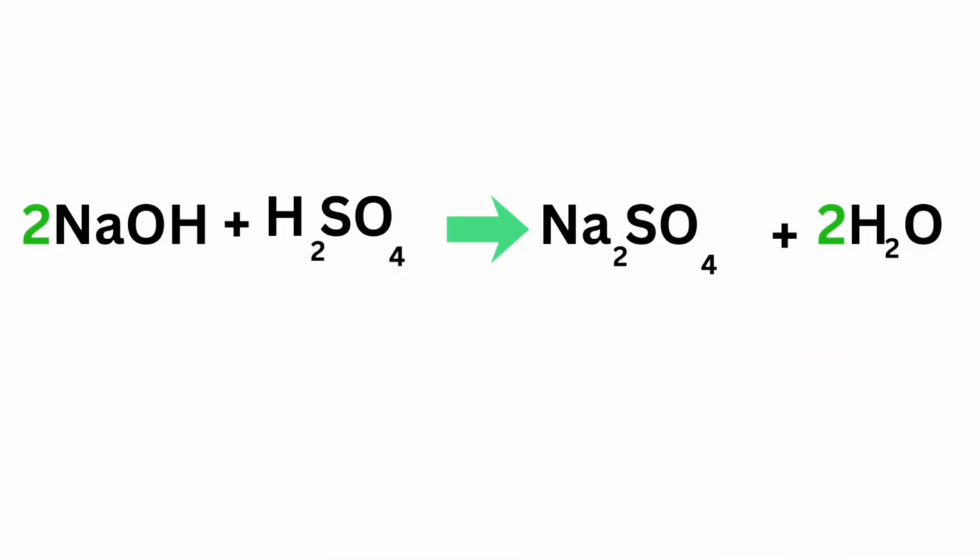So here's our final reaction. 2 molecules of sodium hydroxide plus 1 molecule of H2SO4 will react together to make 1 molecule of Na2SO4 and 2 molecules of water, or H2O.